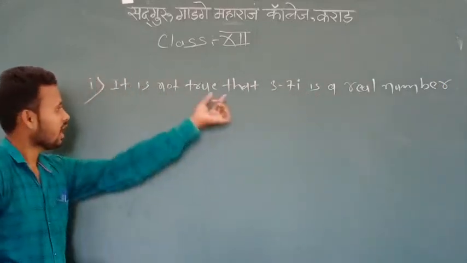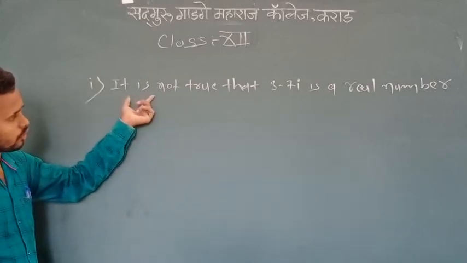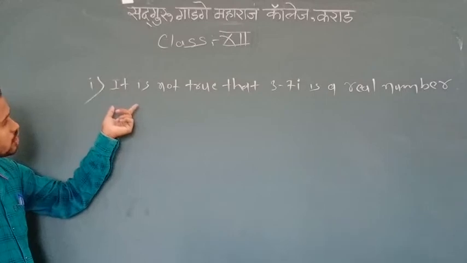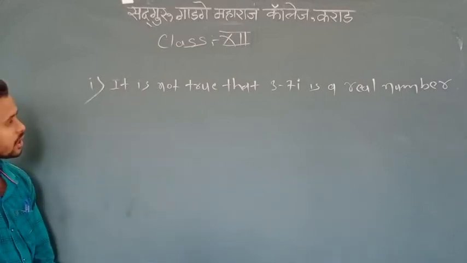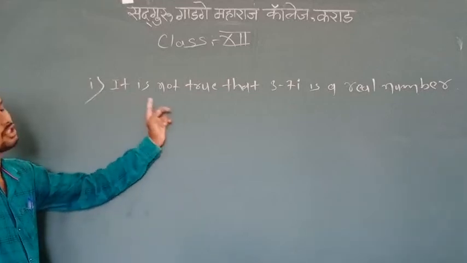Question: write down the truth value of the following statement. We have to write the truth value of that given statement. Here, it is not true that 3 minus 7i is a real number. We have to write its truth value.